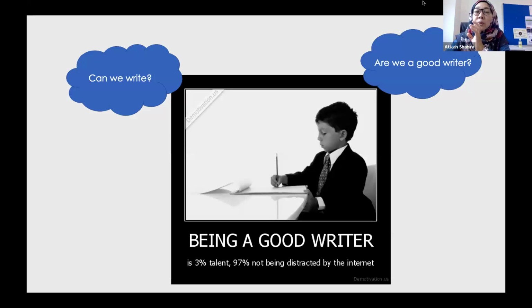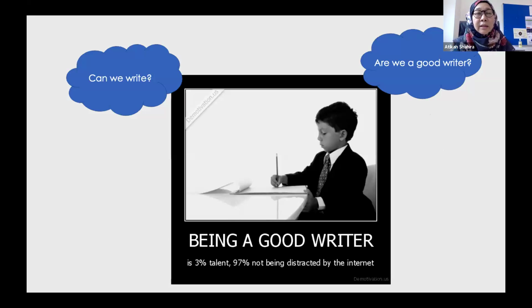All right, before, without any ado, we know that being a good writer is a very tough work, and as we know, sometimes we keep on asking our mind, can we write, or can we be a good writer, right?